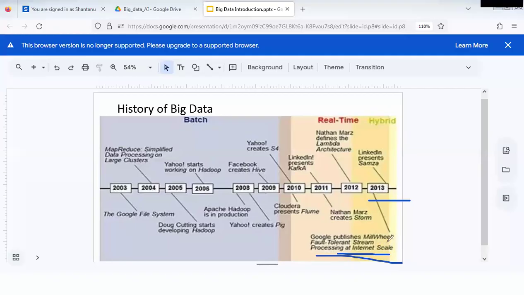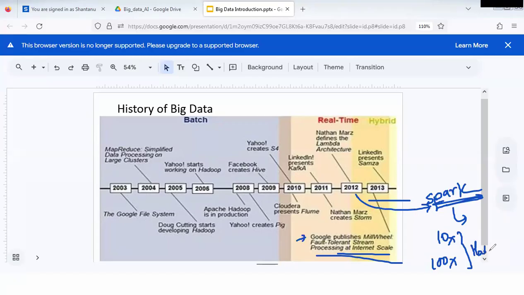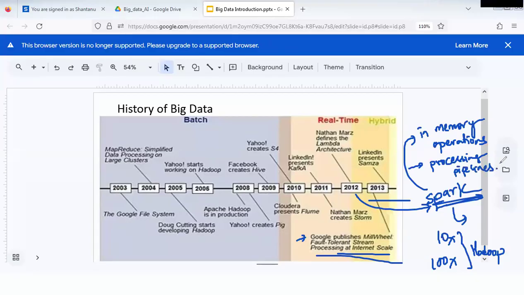That was published by Google. Also Spark was introduced in 2012, which was very fast. You can say 10x, or 100x faster than Hadoop. Spark introduces in-memory operations, processing pipelines, a very smooth, very fast architecture. And then Spark also adapted to Python, so PySpark came, which is currently very popular in the industry. We will be talking about Spark and PySpark in coming days.